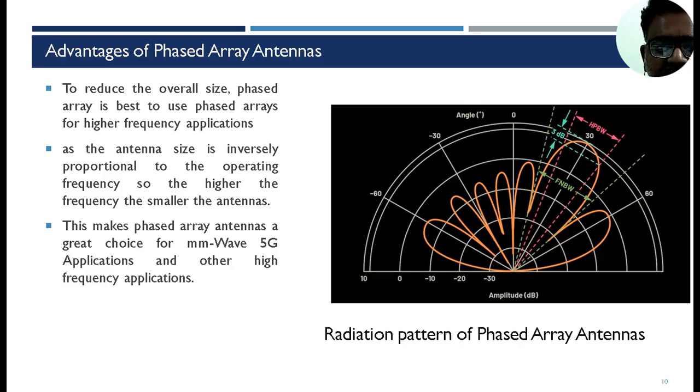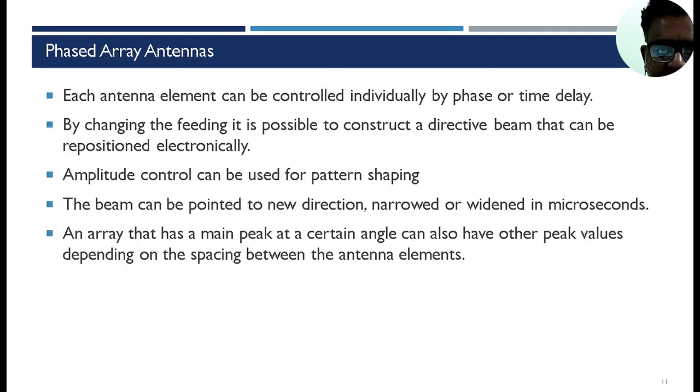The advantage is a reduction in overall size. A phased array is the best option for higher frequency applications. Antenna size is inversely proportional to the frequency, so the higher the frequency, the smaller the antennas we can use. This makes a phased array antenna a great fit for millimeter wave 5G applications.